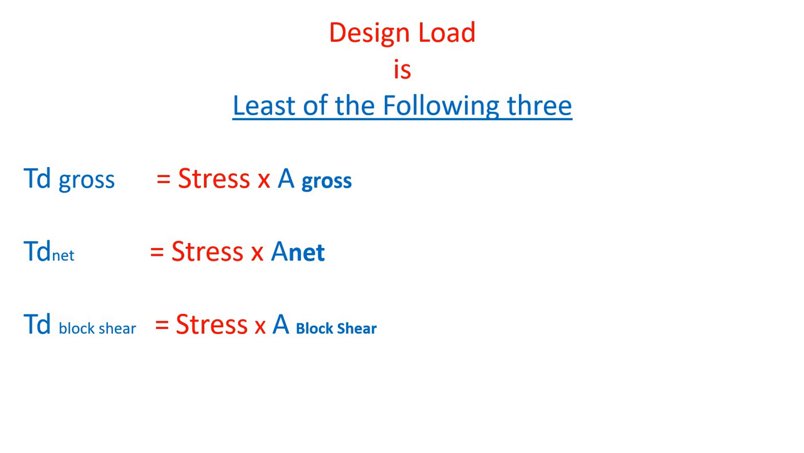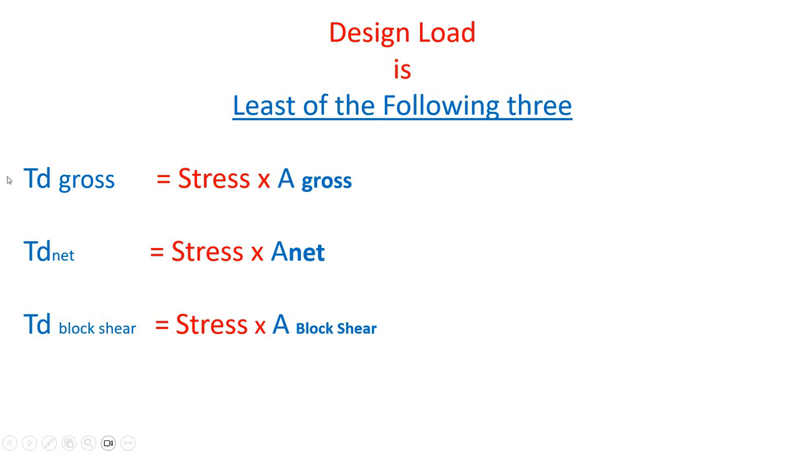Now what is the design load? The design load in the sense, we identified three modes of failure. One is the gross cross section, another one is the net section, the third one is the block shear. But the point is which one to design. So obviously we will decide the least among the three. So the first one is due to gross cross sectional area. We will calculate the design load. And the second one is due to the net cross sectional area, and the third one is due to the block shear.